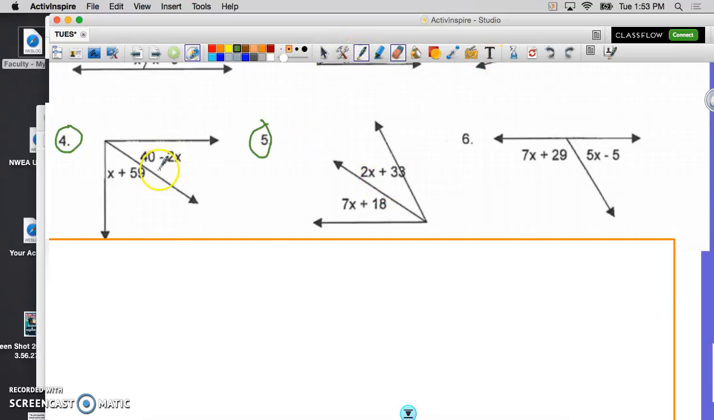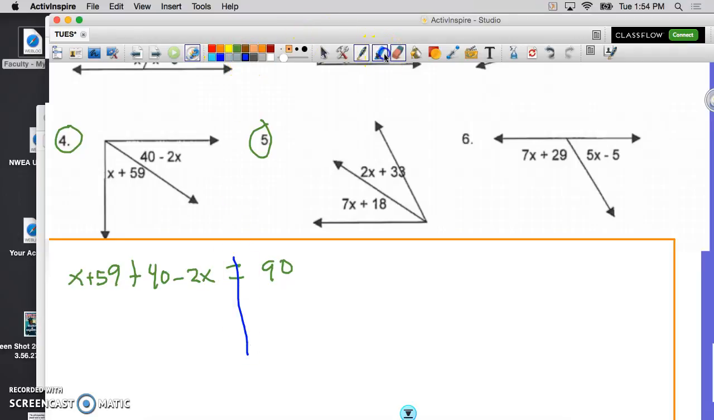Okay, so 4. As you can see, this is a right angle, so I know this is going to equal 90 degrees. So what I'm saying is this angle plus this angle should equal 90. Let's write that as an equation: x plus 59 plus 40 minus 2x should equal 90.